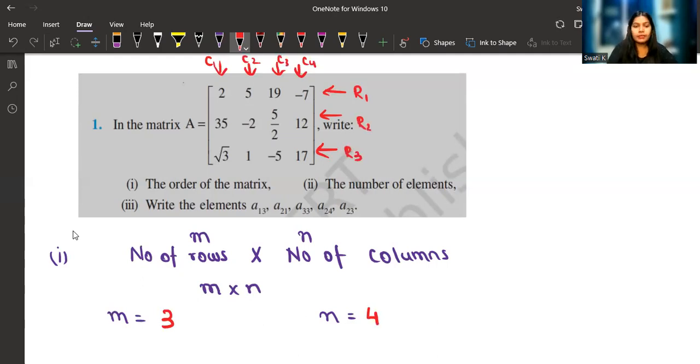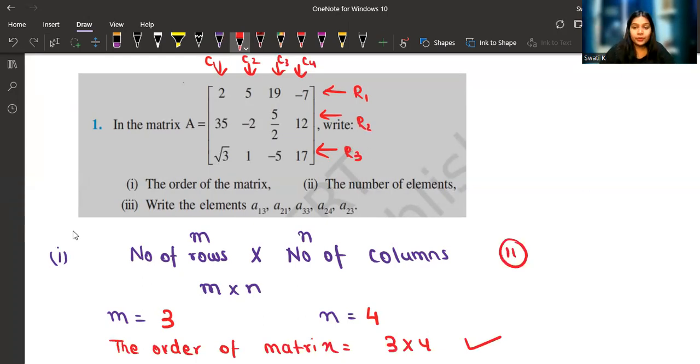So therefore, you can write down the required order of the matrix is 3 by 4. Okay, we also read it as 3 cross 4 or 3 by 4. That's the answer.